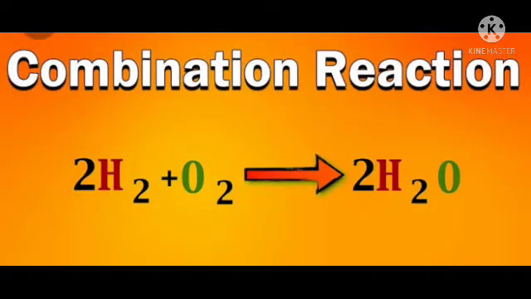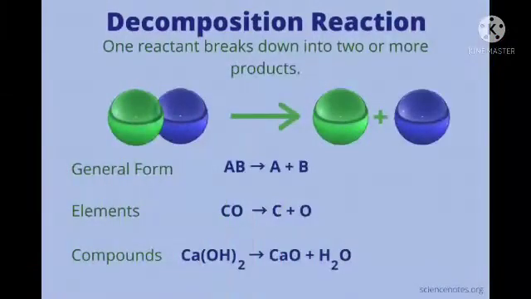Combination reaction. When two or more substances combine to form a single product, the reactions are called combination reactions. Example, 2H2 plus O2 gives us 2H2O. Decomposition reaction. When a single substance breaks down to produce two or more substances or compounds, that reaction is called a decomposition reaction. The decomposition reaction takes place when energy is supplied in the form of heat, electricity, or light.